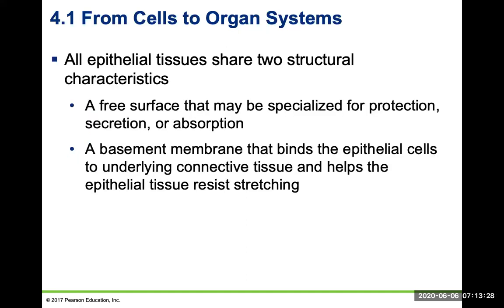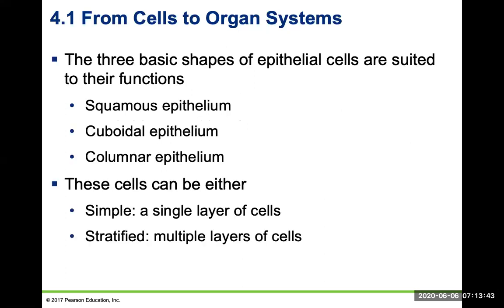All epithelial tissue has a free surface that may be specialized for protection, secretion, or absorption, and a basement membrane that binds the epithelial cells to anything underneath them, such as connective tissue. The 3 basic shapes of epithelial cells are suited to their functions. So we can have epithelial cells that are squamous epithelium, which are flat, cuboidal epithelium, which are cube-shaped, or columnar epithelium, which are column-shaped. And these cells can either be a single layer of cells, in which case we call them simple, or multiple layers of cells, in which case we would call them stratified.